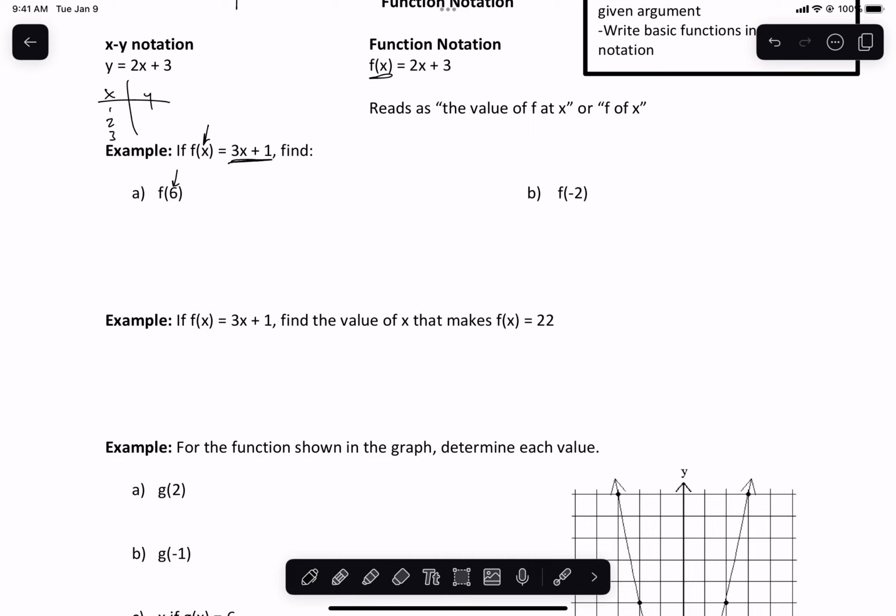So f of 6 is 3 times, oh, I see an x, replace the x with 6, plus 1. So f of 6 is equal to 18 plus 1, so the value of f of x at 6 is 19. Now let's recap what that is. What does 19 represent here?